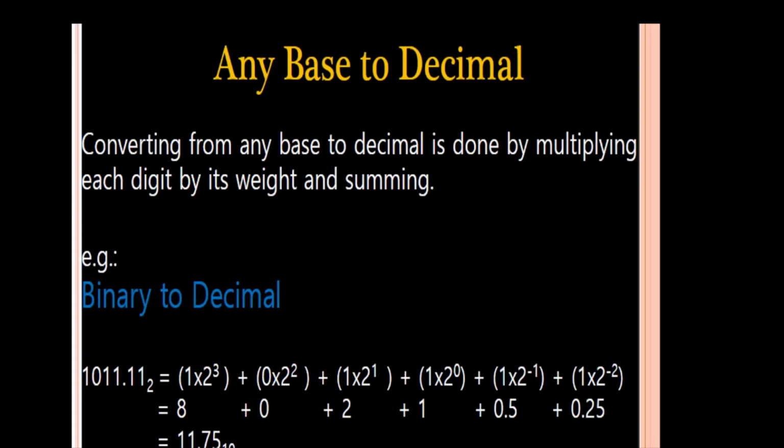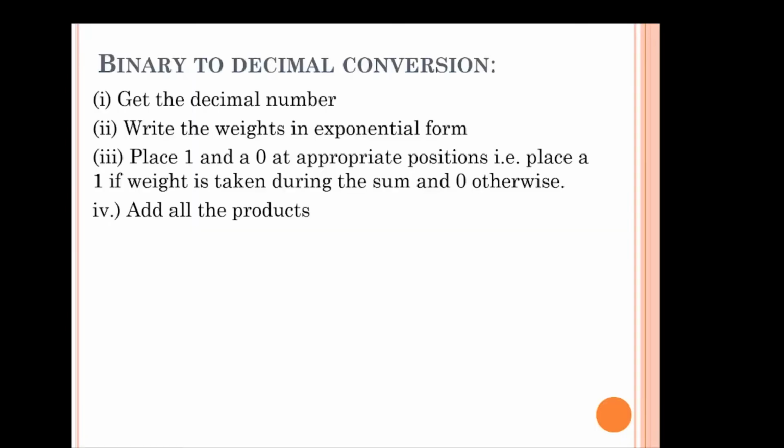We have to convert any base into decimal by multiplying each digit by its positional weight and then summing all the weights together. For example, if you want to convert a binary number into decimal, just note down that number, multiply each bit by its positional weight, and then add all the products together, and you'll get the decimal equivalent of the given binary number. So this is the procedure to convert a binary number into decimal.